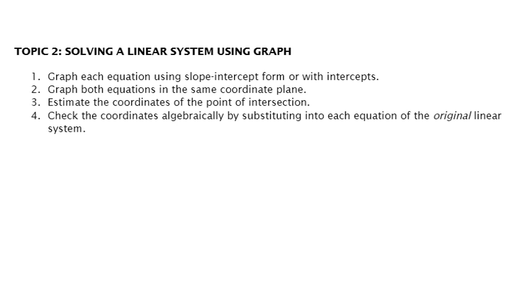So the steps we're going to be using for graphing are we're going to graph each equation either in slope-intercept form or with intercepts. We're going to graph them on the same coordinate plane and check the point where they intersect, or estimate the point. And then if we're not sure, we can check it algebraically by substituting it in, if we're not quite sure where that intersection is taking place.